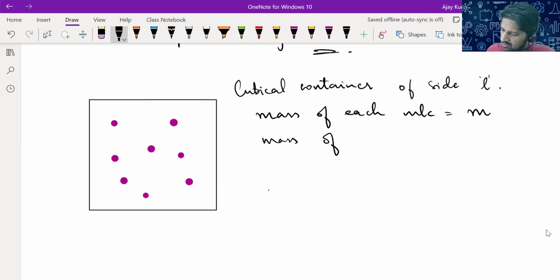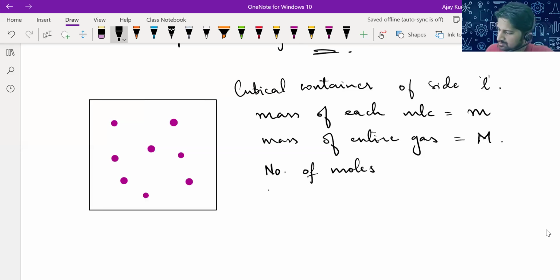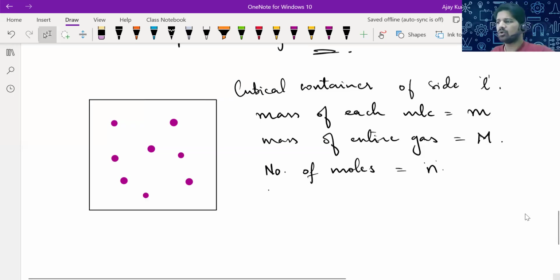Mass of all the gas that is present, let it be capital M. And number of moles, let it be small n. I am assuming you know what is 1 mole of a gas. 1 mole of anything basically consists of Avogadro number of those particles. So 1 mole of a gas consists of Avogadro number of molecules of that gas. Fine.